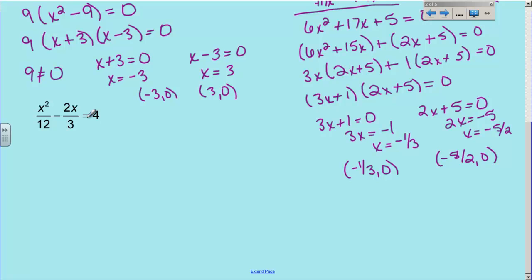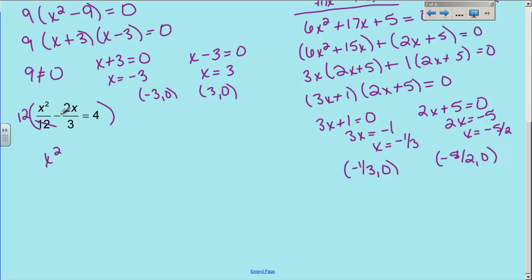Well, since I have two different denominators, I need to pick something that both of them will go into. Well, 12 will go into 12 very easily, and 3 will also go into 12 very easily. So if I multiply this entire thing by 12, it will make this 12 cancel, leaving this with an x squared. Because it would become 12x squared over 12. The 12s would just cancel out.